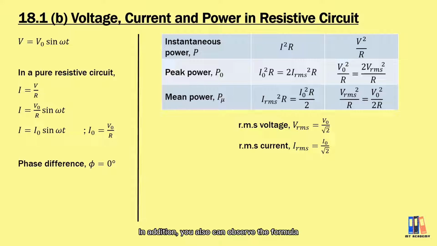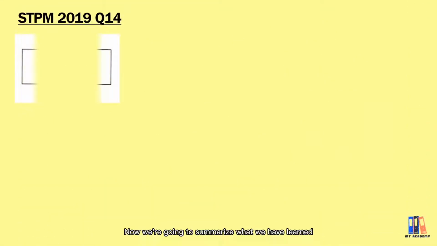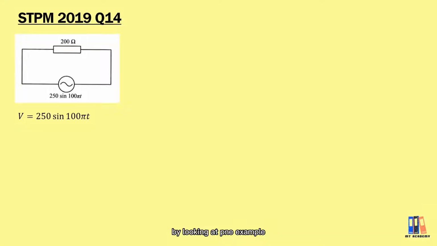In addition, you also can observe the formula of the peak and the mean power. You can also determine the relationship between the peak and the mean power, that the peak power is twice of the mean power. Now we're going to summarize what we have learned by looking at one example in past year in 2019.